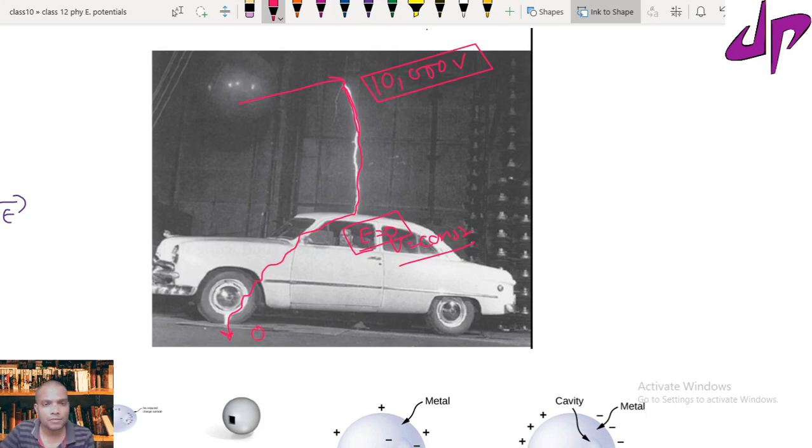Now the ground is at 0 potential. There is a potential difference, and only then will the charge move. Charge always moves from higher potential to lower potential, just like water. How does water flow from the high pressure region to the low pressure region? Similarly, charge also moves from the high potential region to the low potential region.